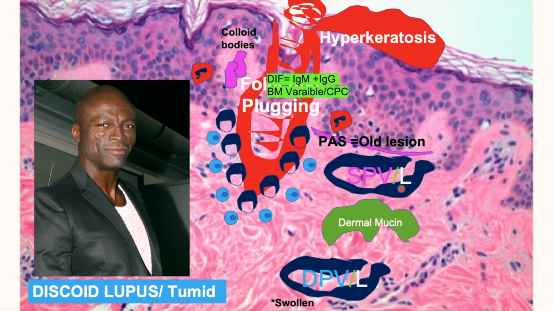If you do DIF staining for those lesions, you will see IgM and IgG, and usually they are concentrated at the basement membrane. In the book, the recommendation is to always try to correlate with the clinical picture, because sometimes those results are variable, and not always do we see positive results at the basement membrane.